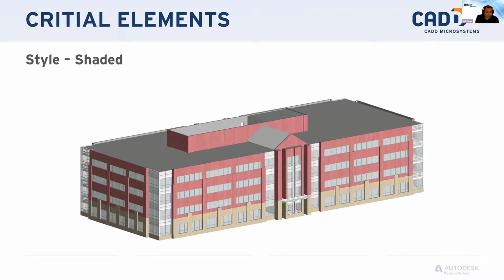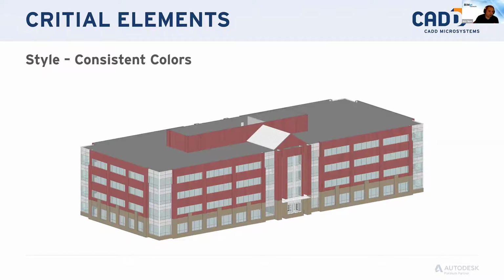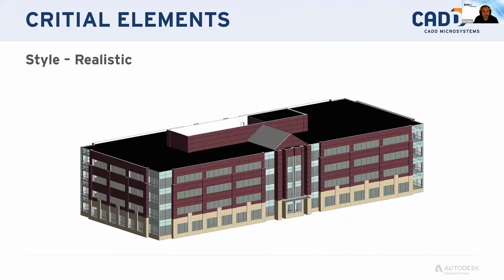Shaded applies shading to all sides based off of your lighting. Consistent color keeps all the materials the same color regardless of where the light source might be. And then you have realistic, where you're pulling from the appearance properties of it.